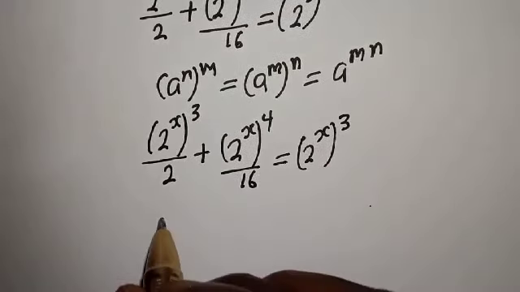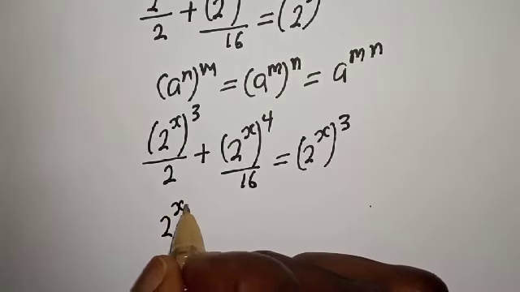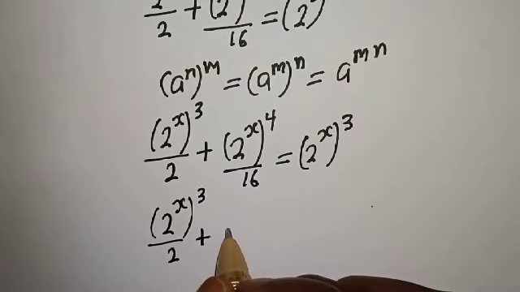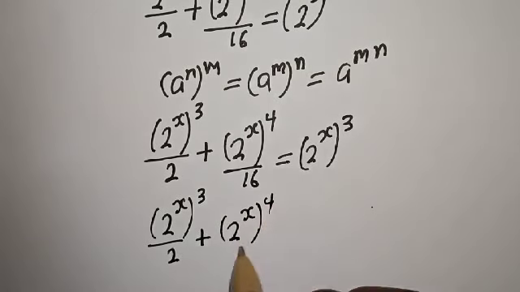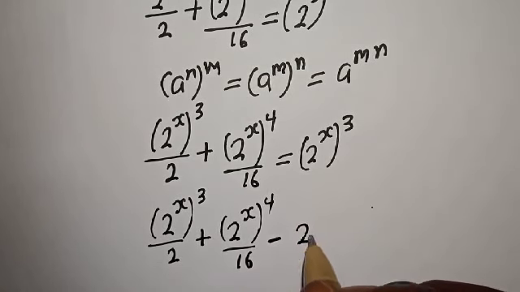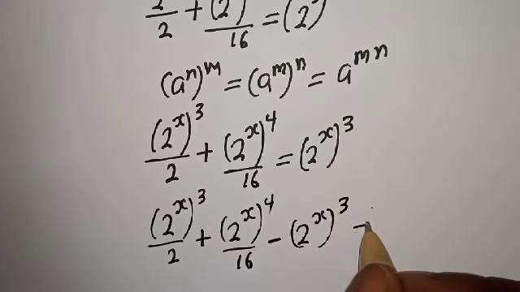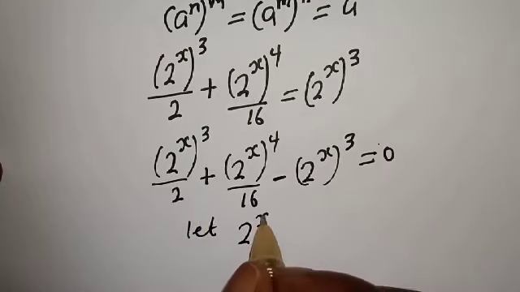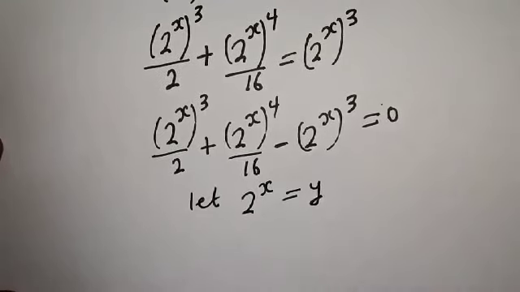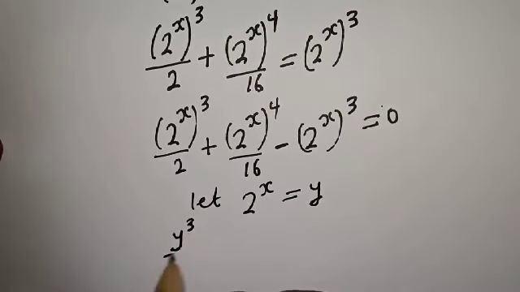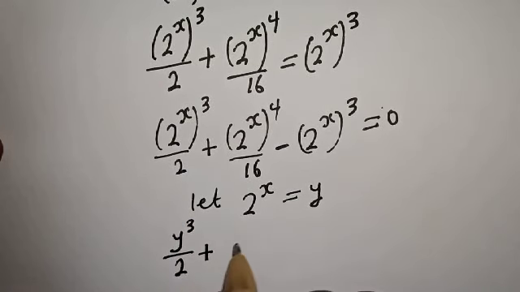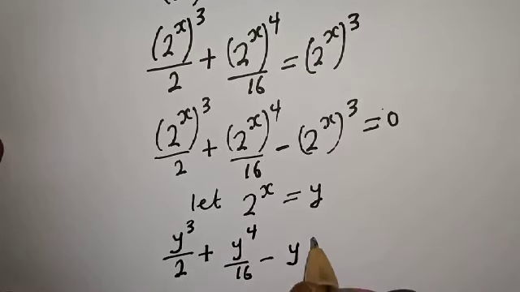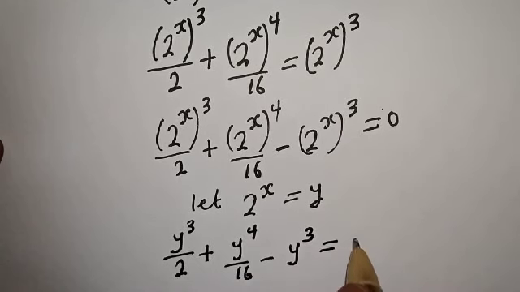Then let's bring this to this side. Here is 2 raised to power x to the power of 3 over 2 plus 2 raised to power x to the power of 4 over 16 minus 2 raised to power x to the power of 3 is equal to 0. Now let 2 raised to power x be equal to y. Here is y raised to power 3 over 2 plus y raised to power 4 over 16 minus y raised to power 3 is equal to 0.